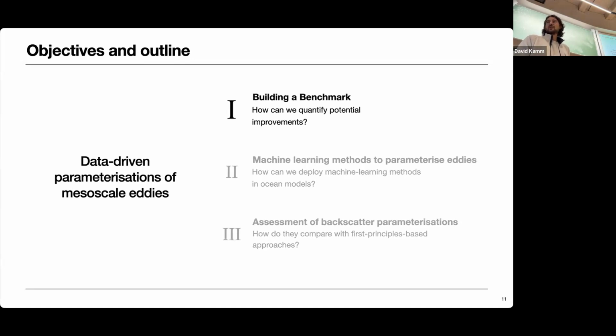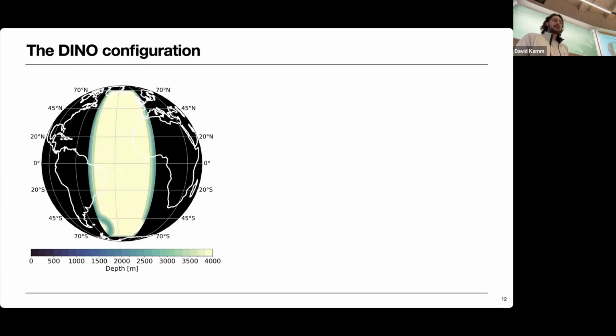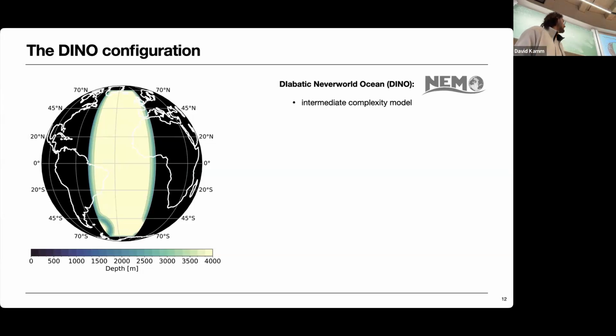So how can we quantify potential improvements? For this, I introduced a new configuration, which is the DINO configuration that you can see here. It's implemented in NEMO as well and stands for Diabatic Never World Ocean. But what is important here, it's an intermediate complexity model. Intermediate complexity meaning, as you can see, the bathymetry is quite idealized.